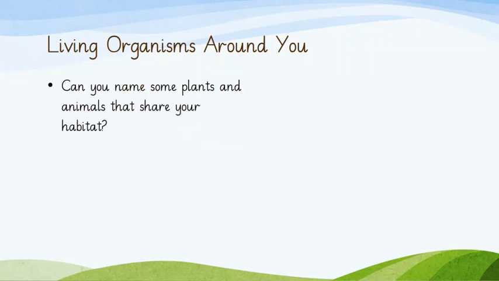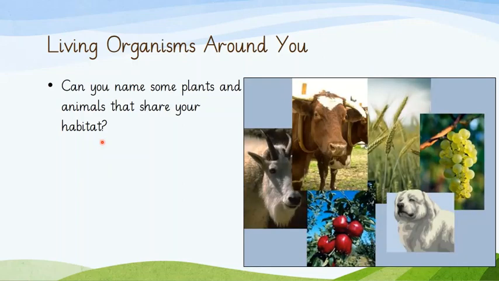Can you name some plants and animals that share your habitat? Think of some plants and animals that live in the area around you. Are these some of those animals? Goat, cow, wheat crop, grapes, dog, and tomatoes. How many of these living organisms, plants and animals, live in the area nearby you?